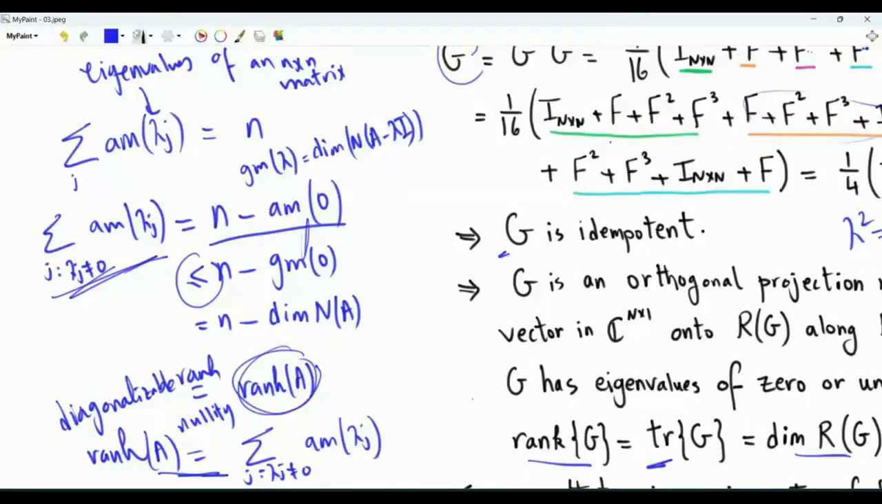Since the trace of the matrix is the sum of its eigenvalues, when we compute the trace of G, we simply count how many times 1 appears as an eigenvalue. So because G is idempotent, and because we have this rule here, the rank of G is the trace of G. And this will be our way to obtain the algebraic multiplicity of the eigenvalue 1 of the unitary DFT matrix.